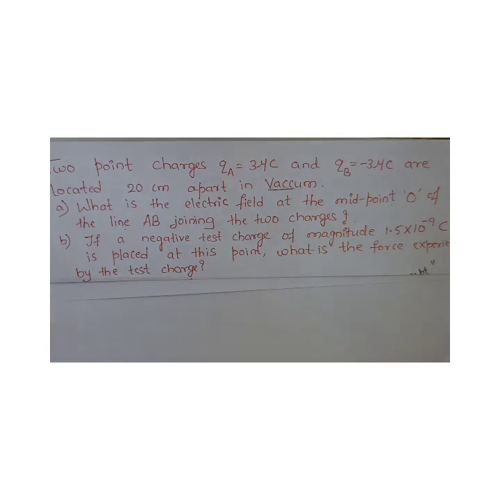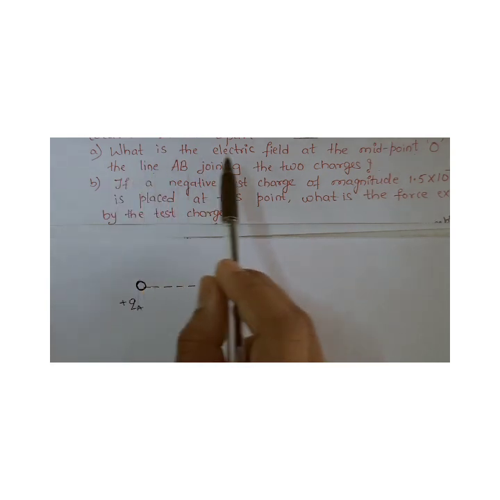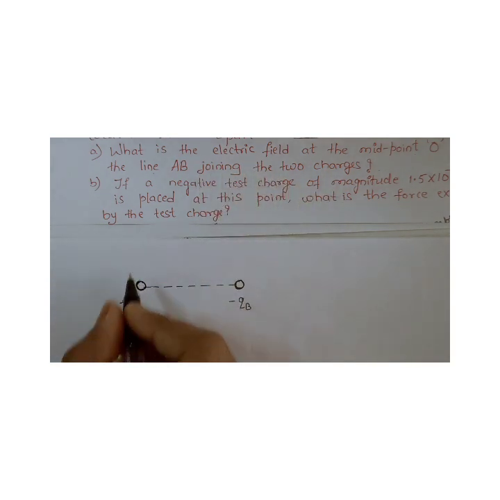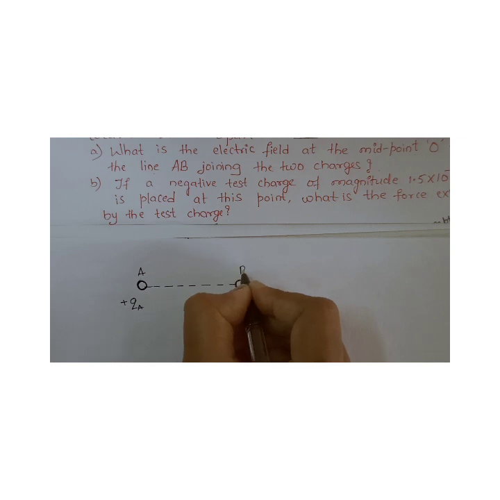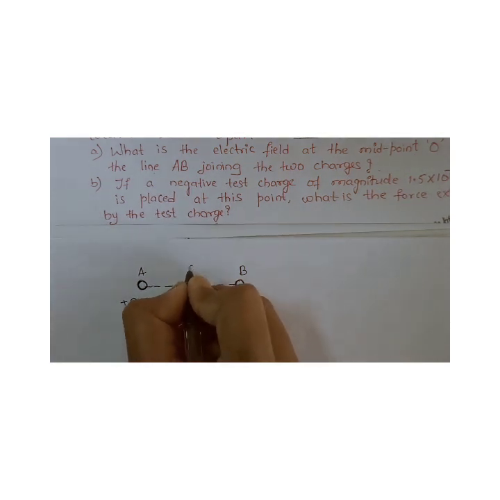We shall picturize this problem. Two point charges QA and QB are given, and they are located 20 centimeter apart in vacuum. That is the first given thing. So I have taken QA and QB. Here you see QA is positively charged whereas QB is negatively charged. In the question they say: what is the electric field at the midpoint of the line joining A and B, the two charges? Here they have already given you the position of these charges A and B, so AB becomes the line joining the two charges. And they say that O is the midpoint of this.